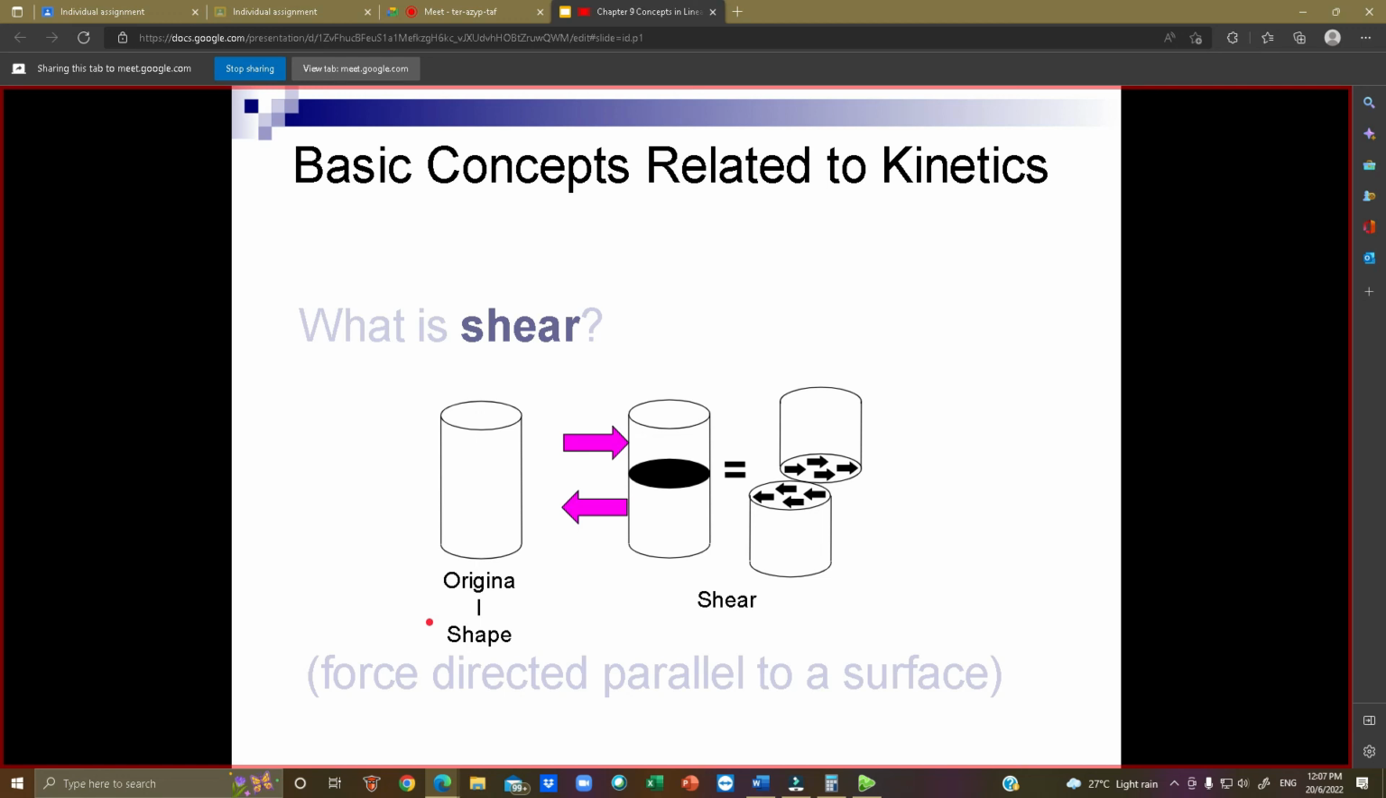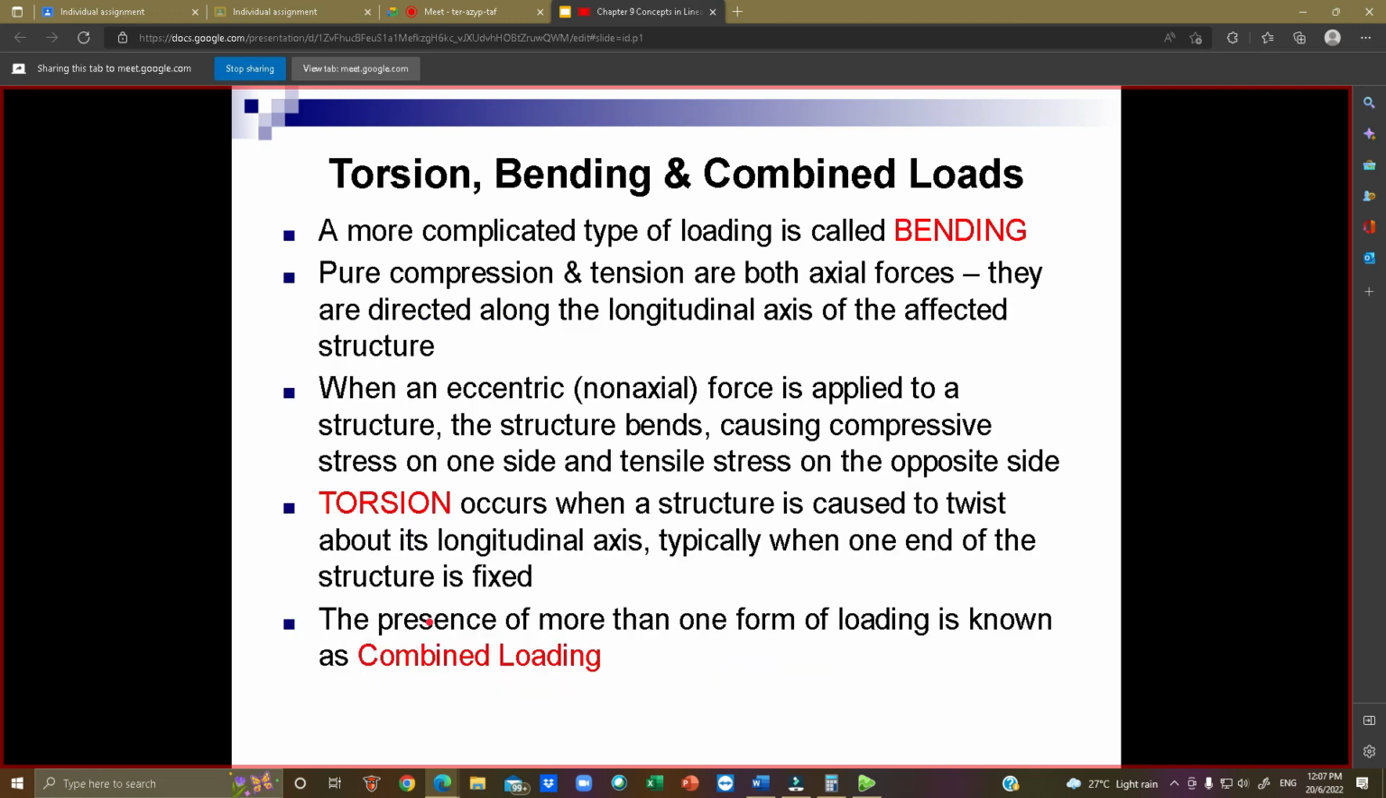Okay, ini objek kita bagi dia daripada tangent, daripada parallel, kiri dan kanan. It causes it to split into half. This is known as shear force. Ini selalu force-force yang ada lah selain daripada blow semua tu. Okay. And then, we have a combination.